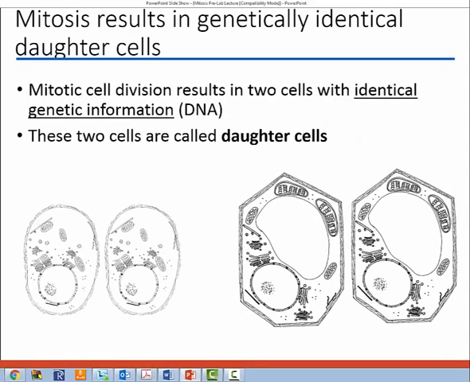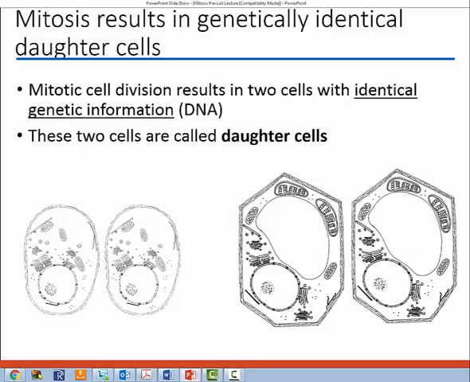So mitosis results in genetically identical daughter cells. Some of the fun things you'll notice when we get into cell division and later DNA replication is there are some very feminine terms here. We have daughter cells, we have daughter nuclei. It's interesting. So if you're a sociology major or a psychology major, you might want to look up why this is such a feminine term. But if not, that's fine.